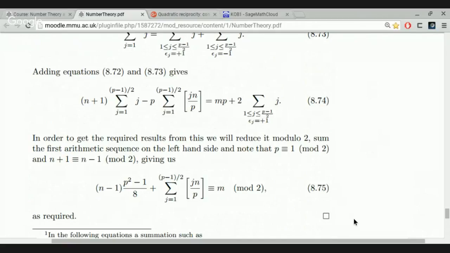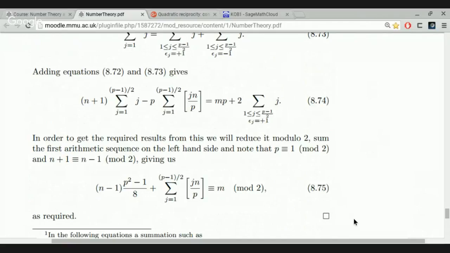This p doesn't disappear because it's an argument to this function, to the floor function. So it doesn't get reduced modulo 2. It's the value of this that gets reduced modulo 2. But we don't know what its value is. It's represented there. So we just keep the same representation for that modulo 2.